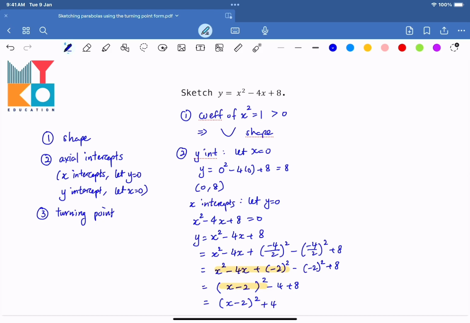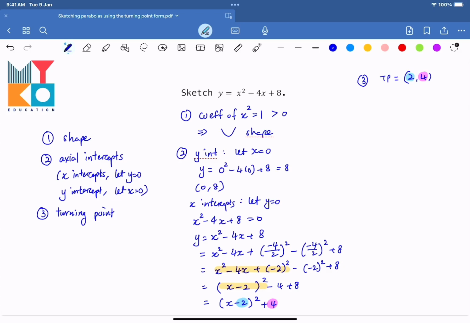Now at this juncture, I want you to think about what the turning point is. Based on the turning point form, it's going to be (2, 4). And why is it (2, 4)? Let me just highlight to you. If you look at the turning point form, this is (x minus 2) squared. So the x-coordinate of the turning point will be the opposite of minus 2, which is 2. And the y-coordinate of the turning point is going to be 4. So the turning point is (2, 4).